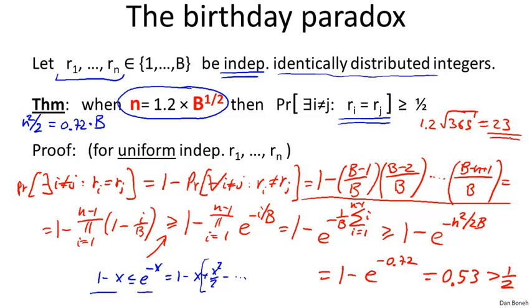The reason it's called a paradox is because the number 23 seems really small to people, and yet by this theorem that we just proved, with probability 1/2, there will be 2 people with the same birthday.